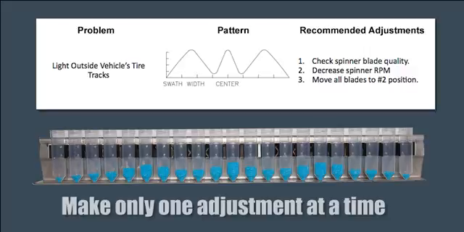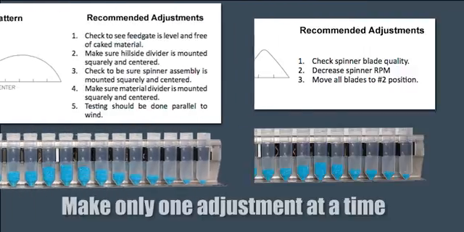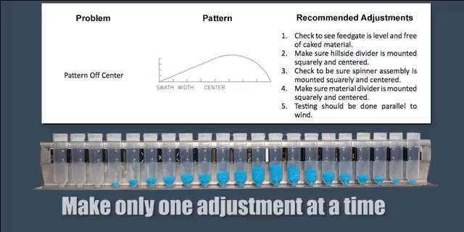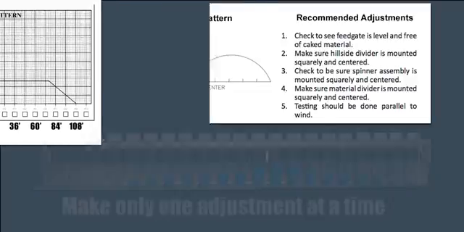This spread pattern represents a W pattern. For this type of pattern, it is recommended to check spinner blade quality and replace as needed. This spread pattern represents a pattern that is off-center. For this type of pattern, it is recommended to center and square your G4 spinner assembly and corresponding components.